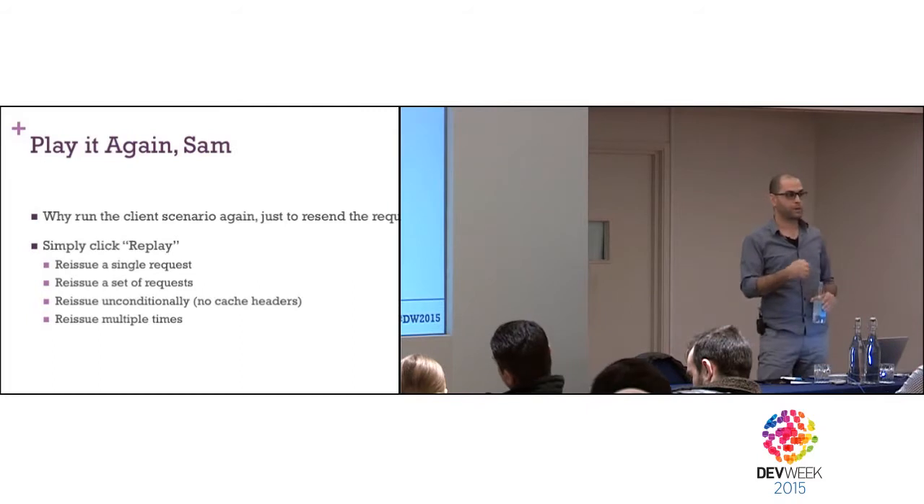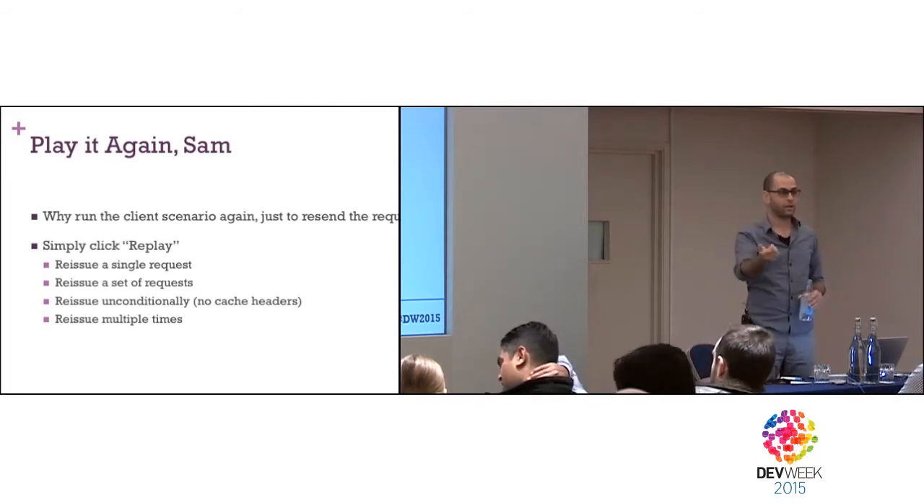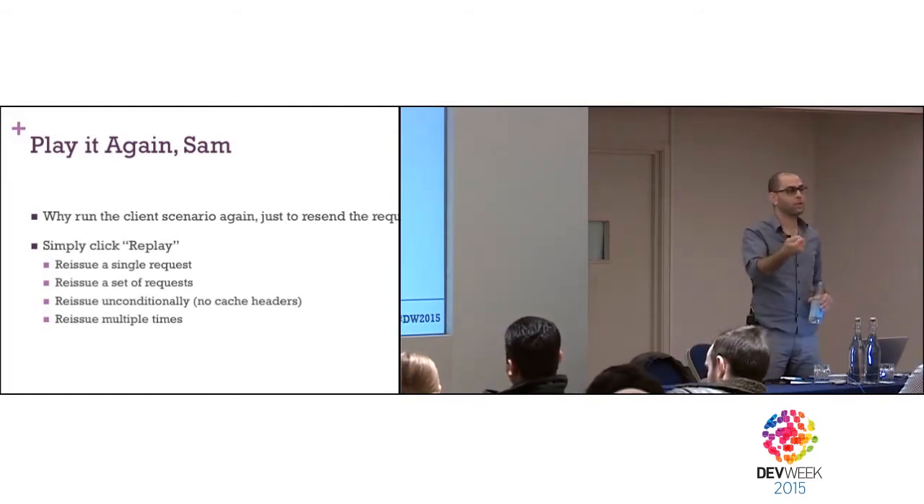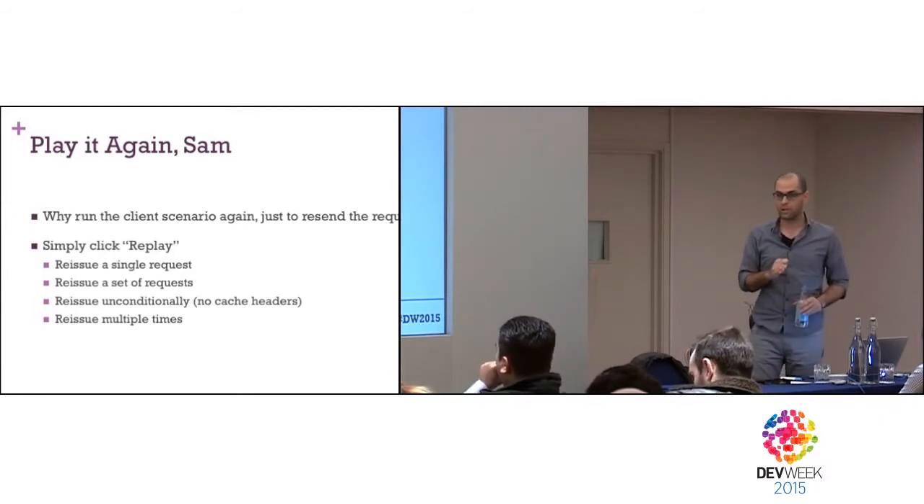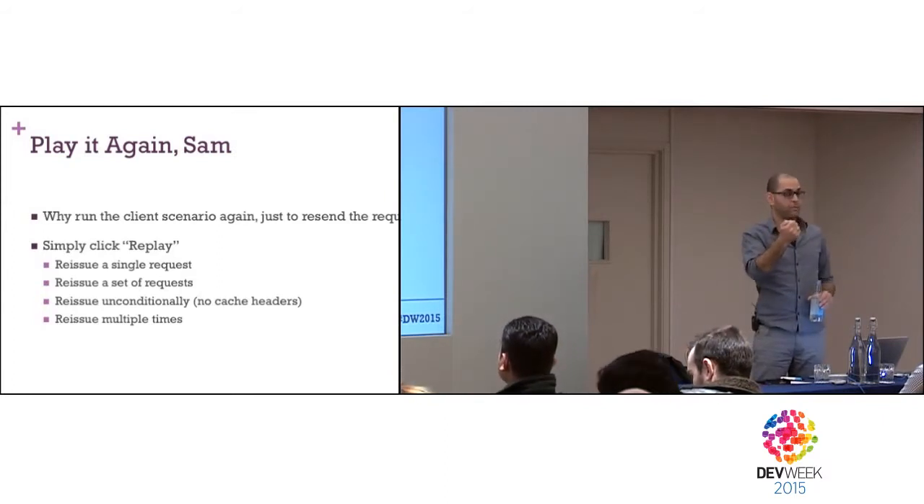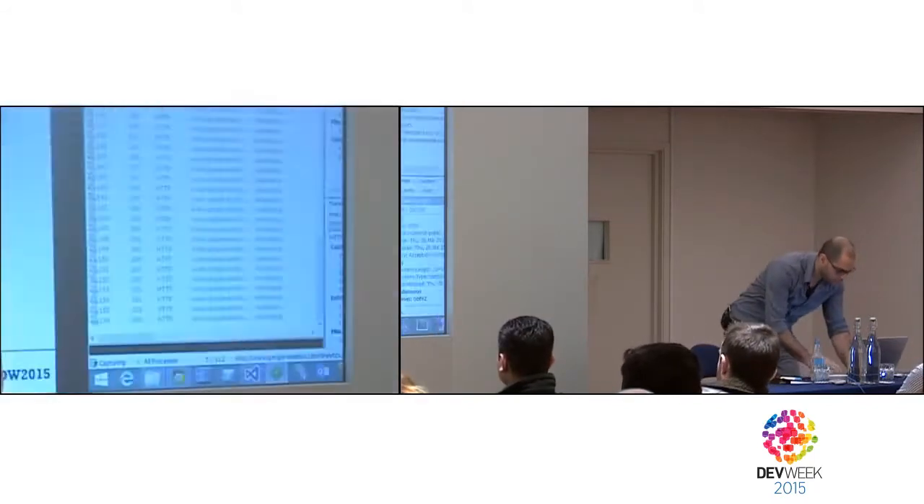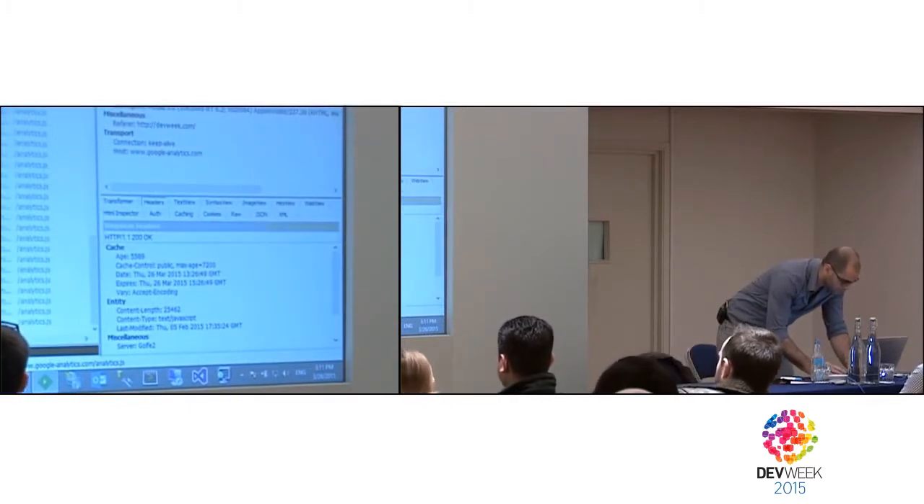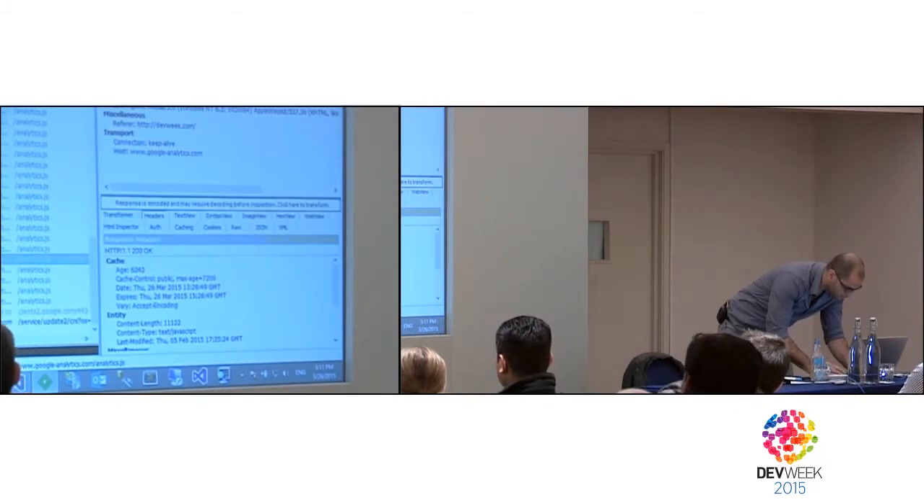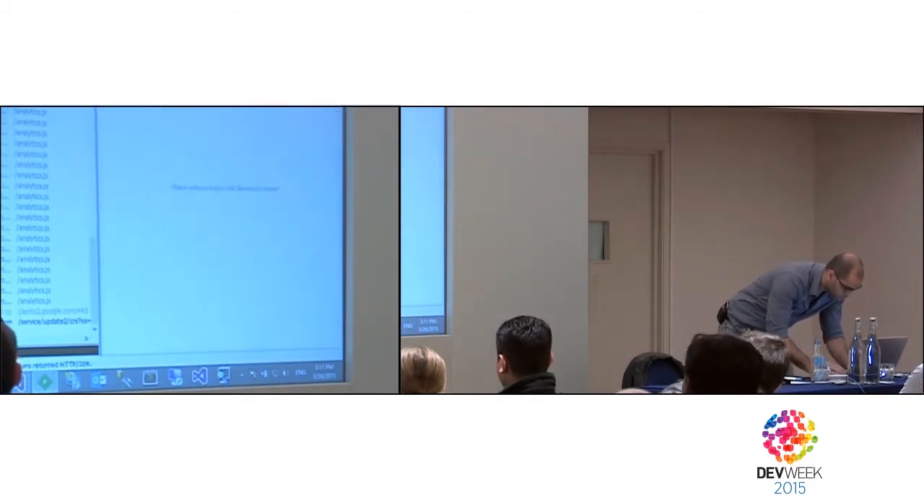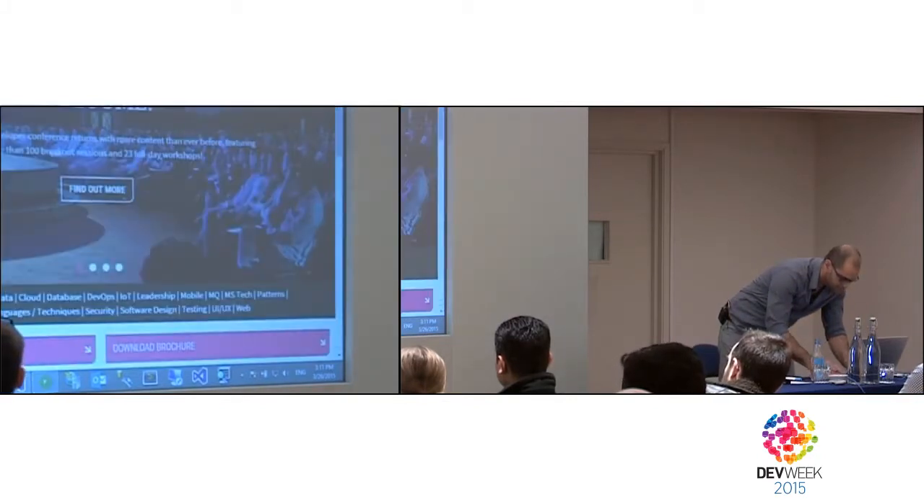You can do a bunch of stuff with it. You can just click and replay. You can tell Fiddler to replay without the caching headers. Why would I need that? For example, if I got a 304 response from the server, that means that, let's see that here. I'm guessing that I can. Let's see if I got, do I have a 304? Oh, 304 here. Back to DevWeek.